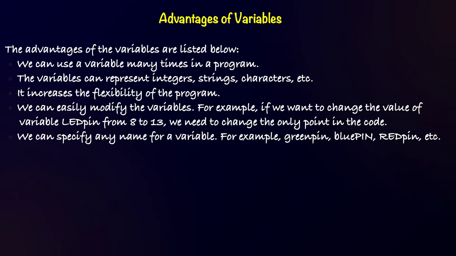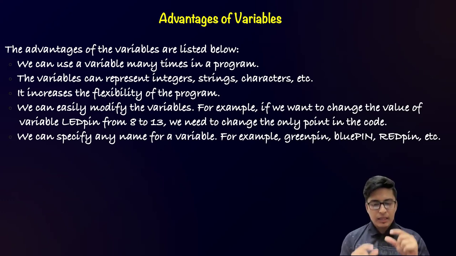If we want to change the value of the variable LED pin from 8 to 13, we need to change only one point in the code. That means if you have declared LED pin and now you wish to change the value, you go to the void setup and just replace 8 with 13. Try to understand what I'm saying, dear students.